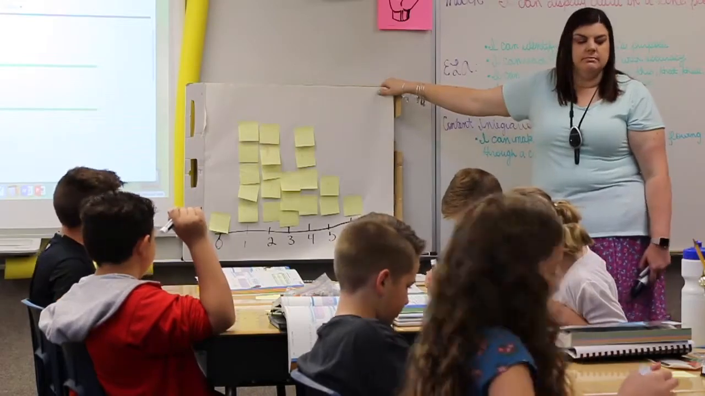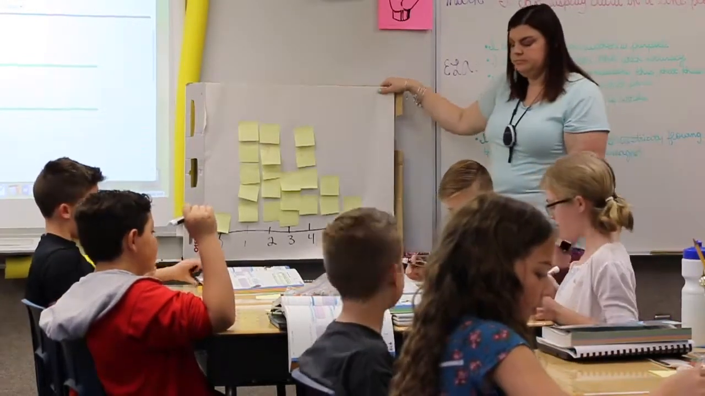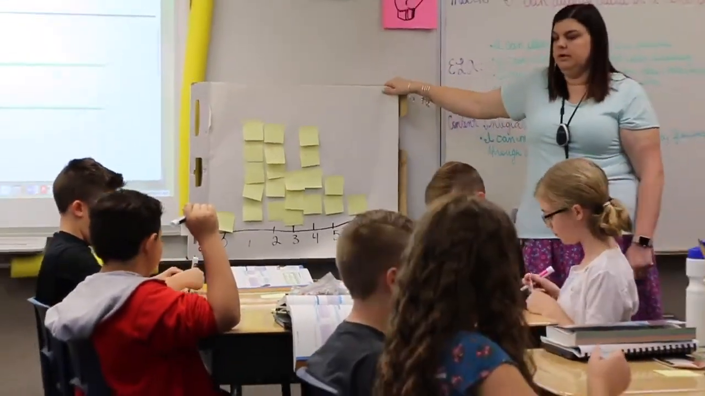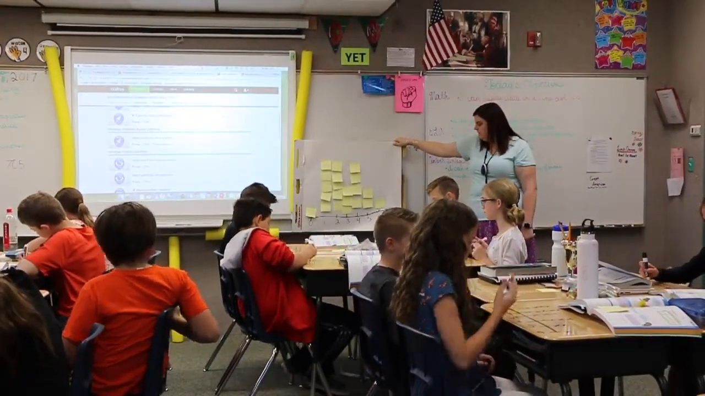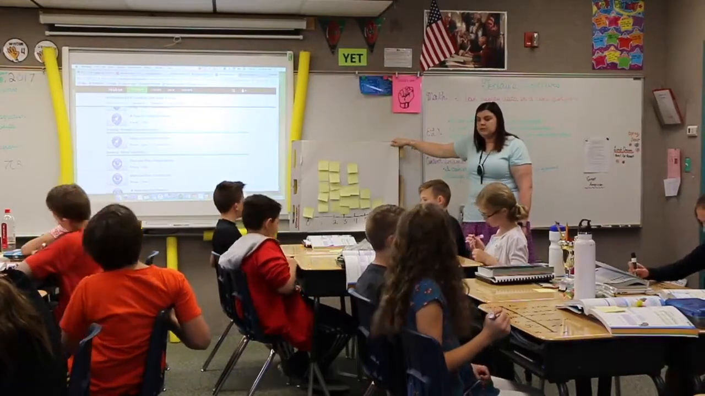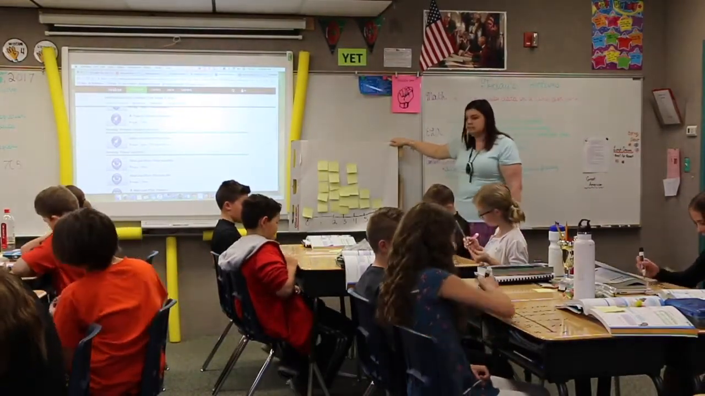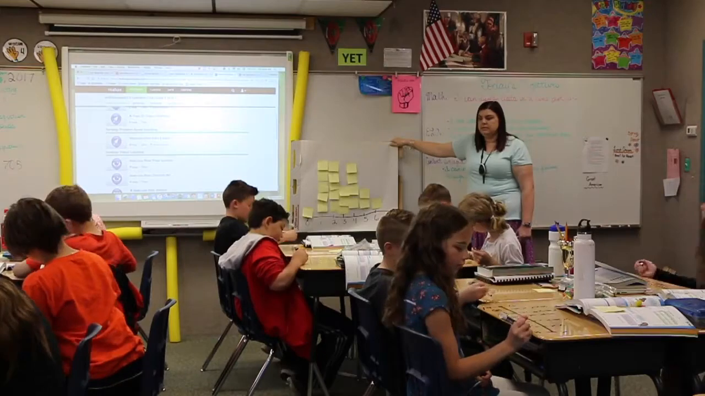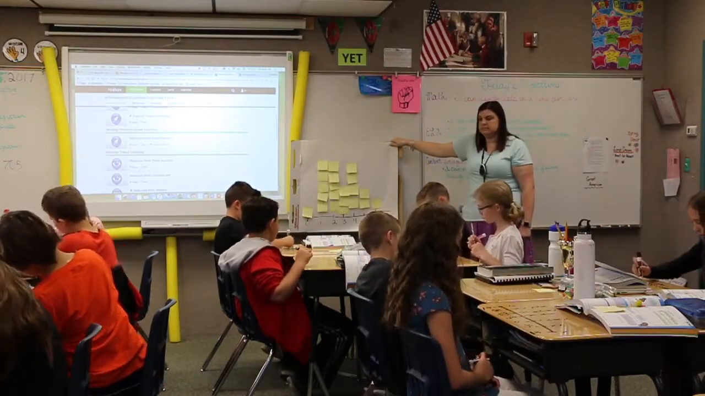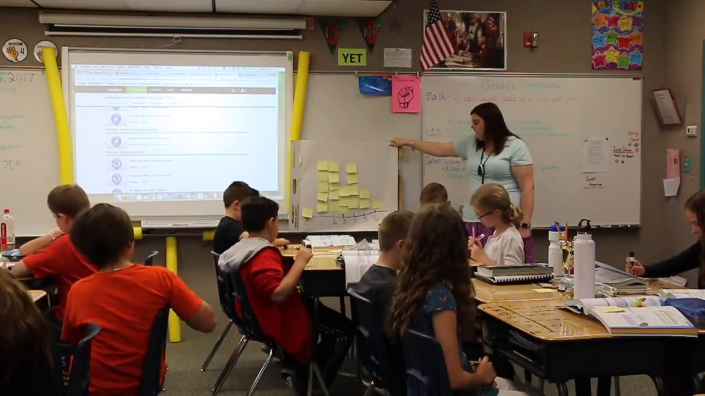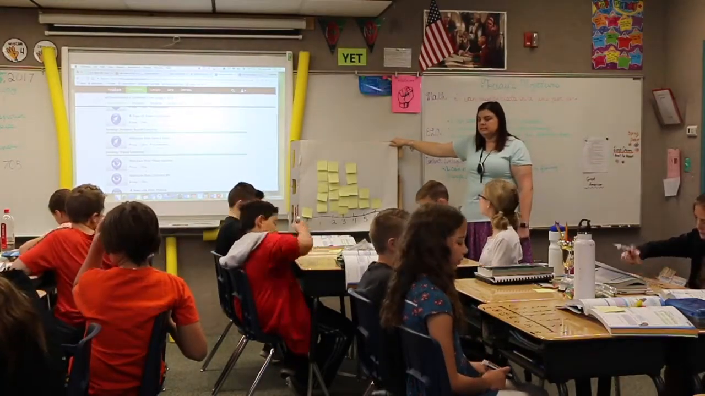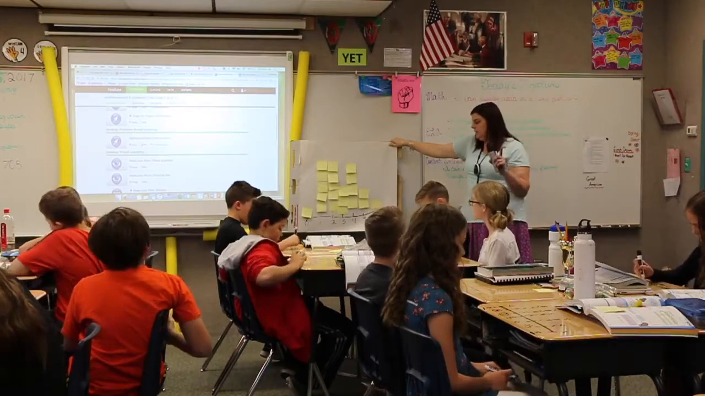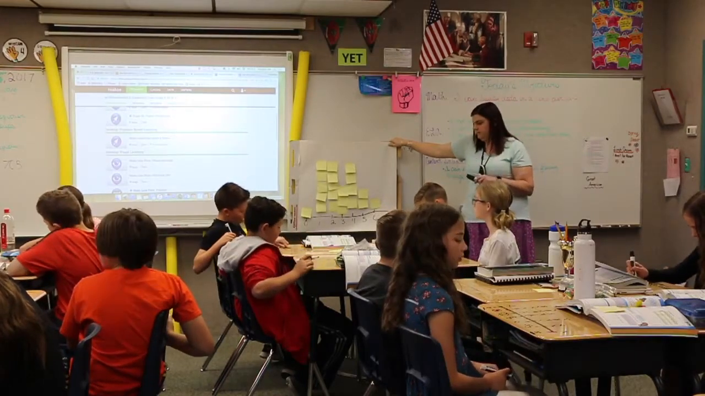Circle the number that has the most siblings. What number did you circle? One and two. One and two. We have two numbers that have the most. Would you underline the numbers that have the least? Underline the numbers that have the least. What numbers have the least? Zero. Zero and six. How many siblings did zero and six have? One. How many did one and two have?